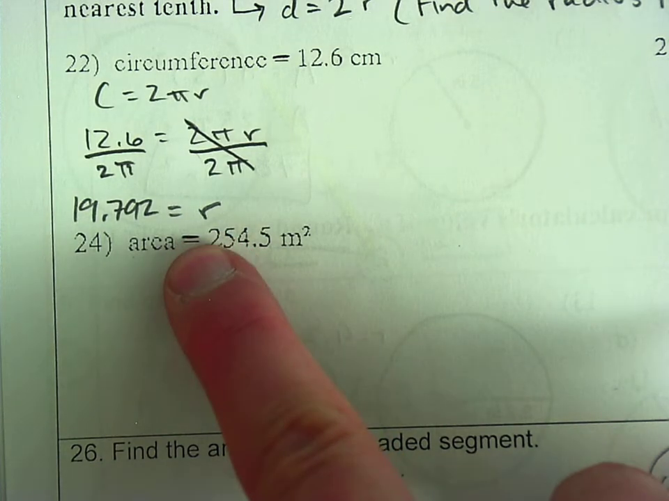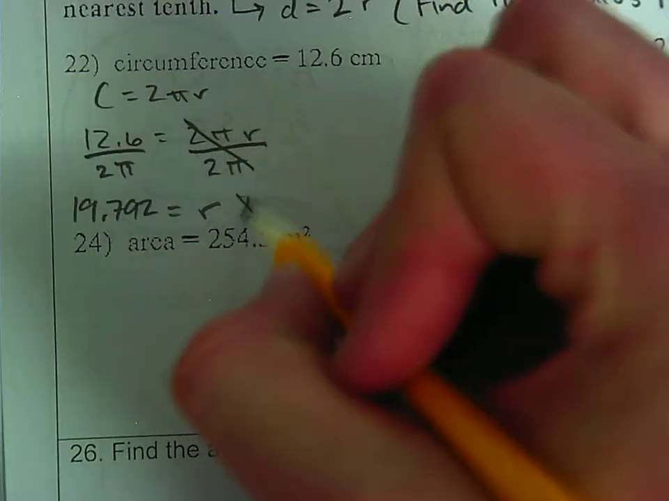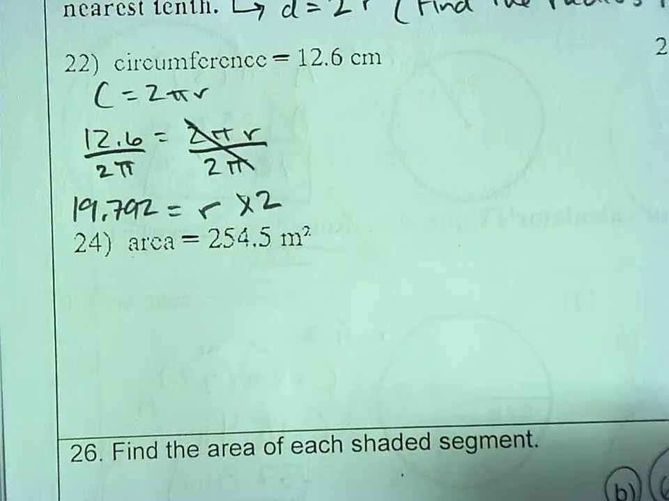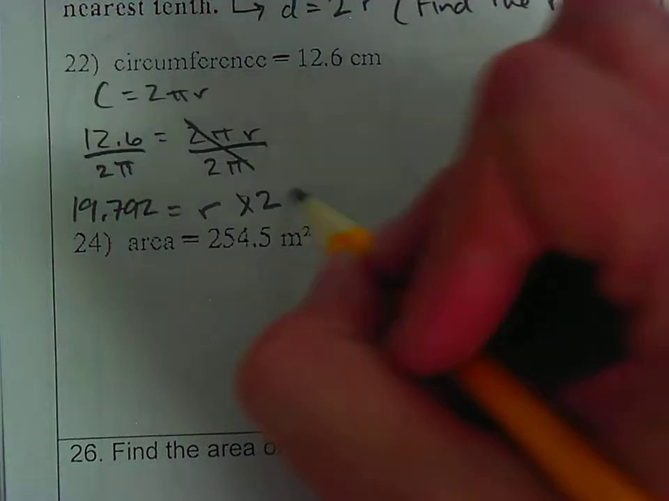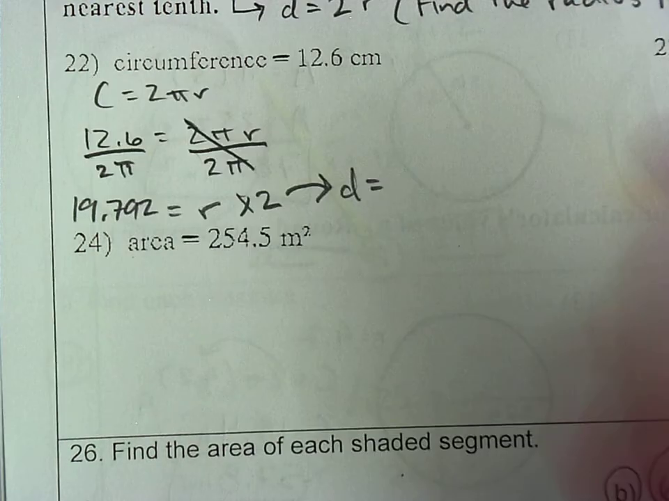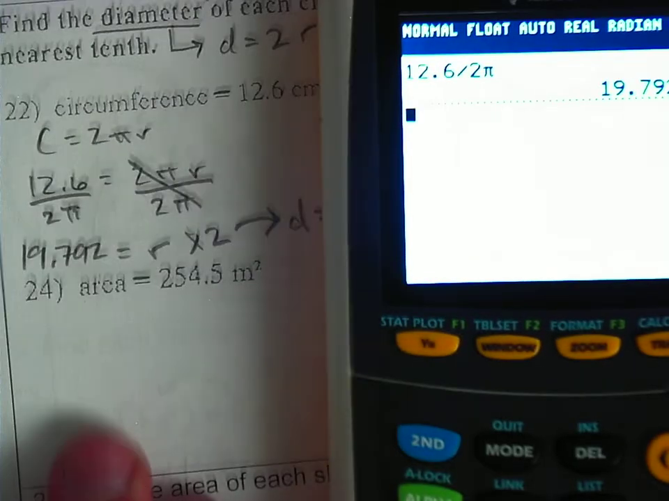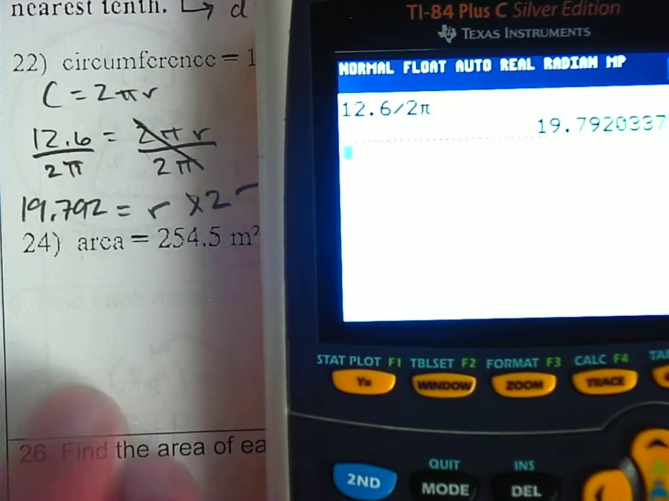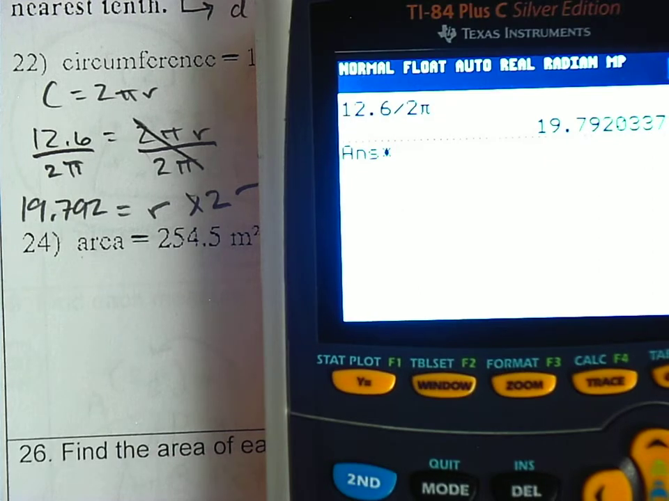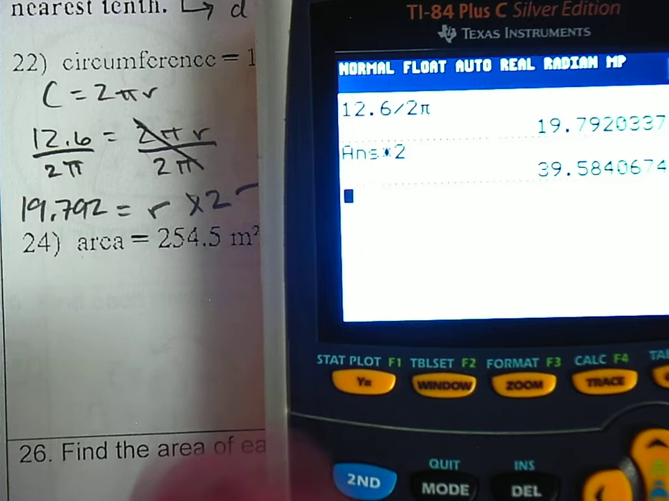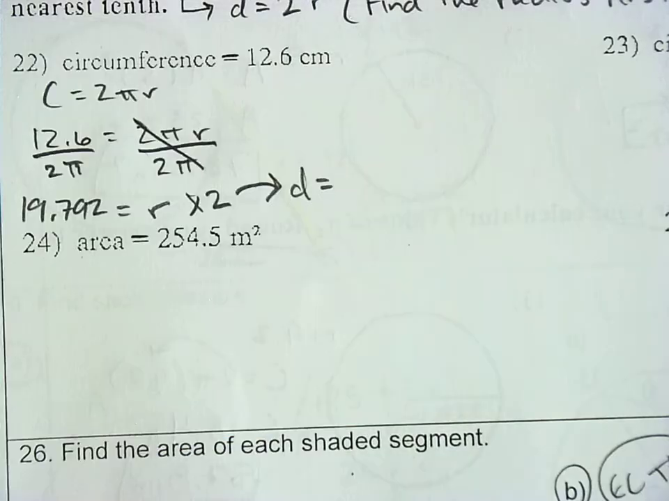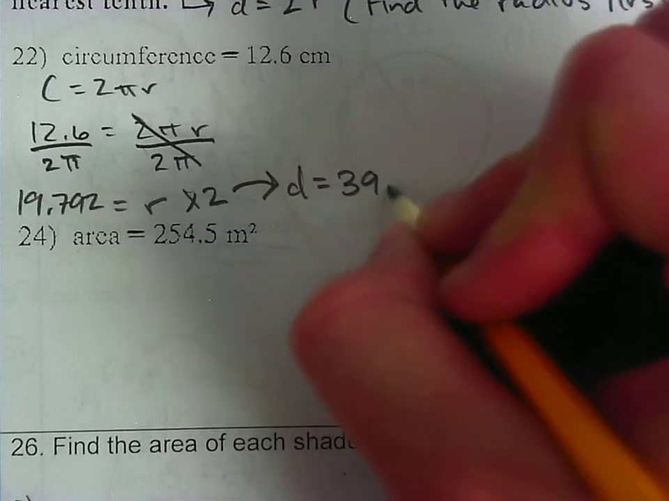So we need to take that and times it by 2 to get our diameter. In our calculator, once we get this number, all we're going to do is press the times button, times it by 2. And that is our diameter. So 39.6 would be our diameter.